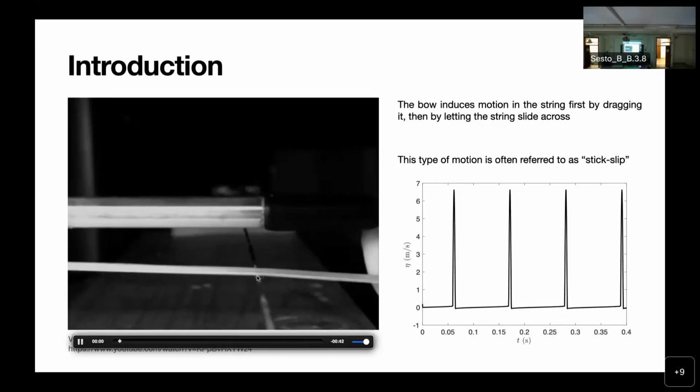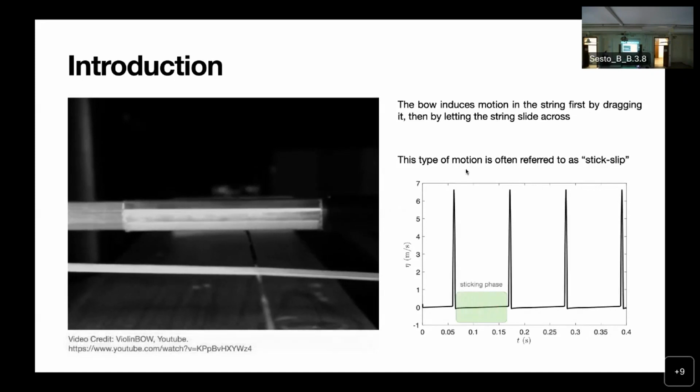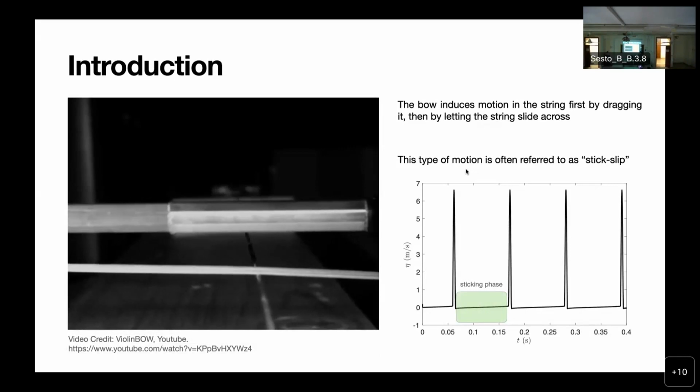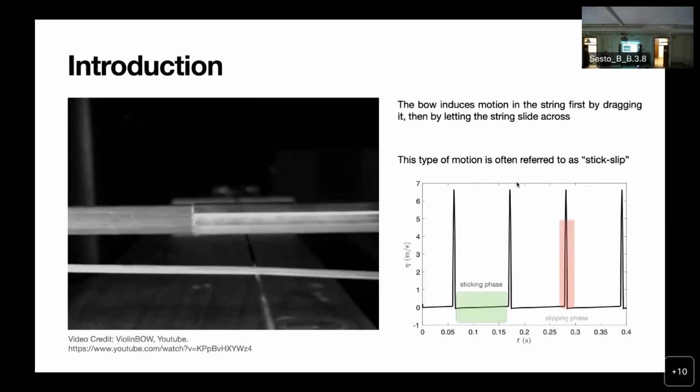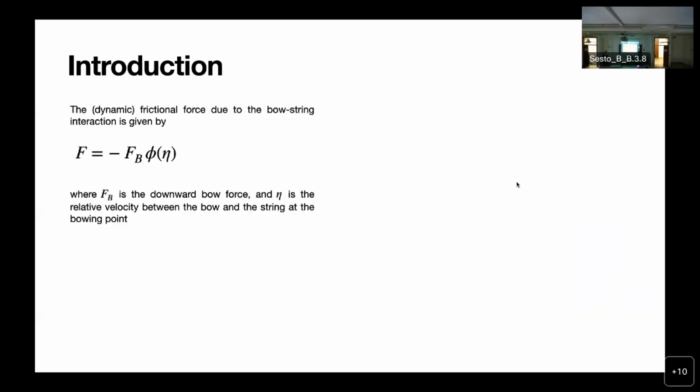If you plot the relative velocity over time, you have a sticking phase where the relative velocity is nearly zero, but then you have these peaks which correspond to the slipping phase, where you have a sudden jump in velocity and the string starts sliding across the bow. So the stick-slip motion is essentially motion that is driven by friction.